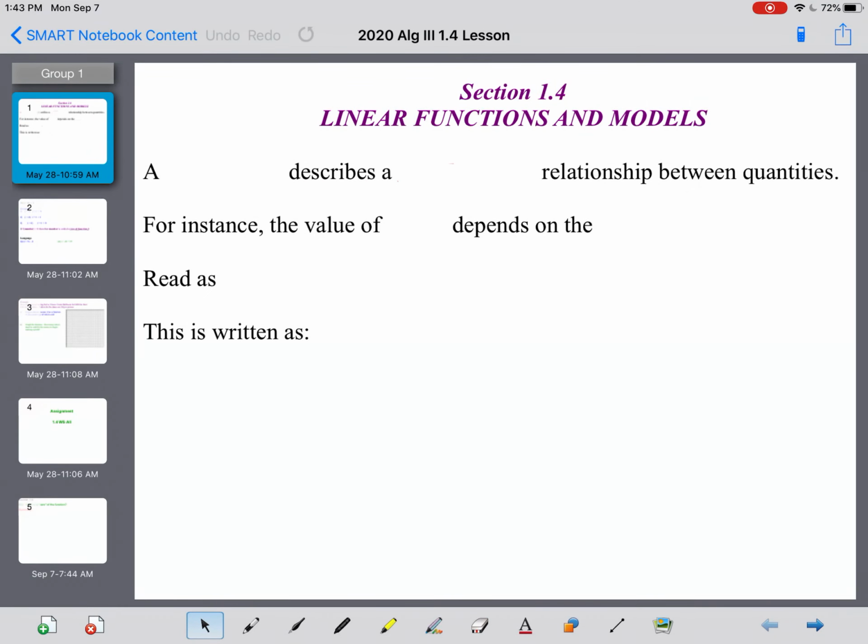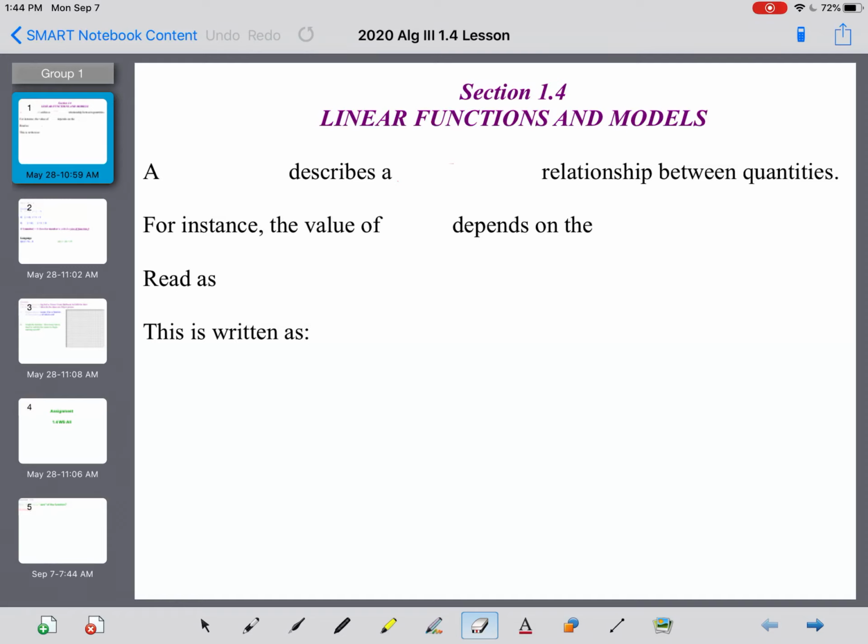Hello, Algebra 3 students. This is Lesson 1-4, dealing with linear functions and models. Again, dealing with linear functions is a little bit different than dealing with linear equations, and it's all about the notation and the way we state it.